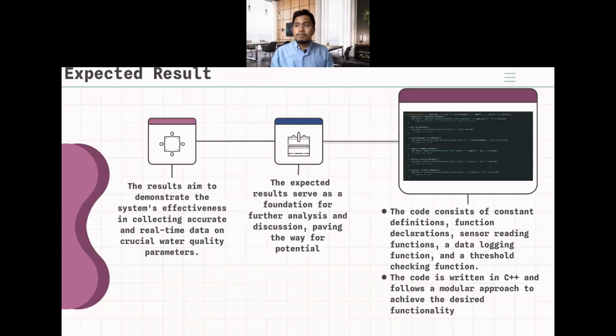So this is my expected result. The sensors will monitor data continuously, and the data from the sensors is exported to the Arduino. The Arduino will then send the data to the system or display the data on the LED display.